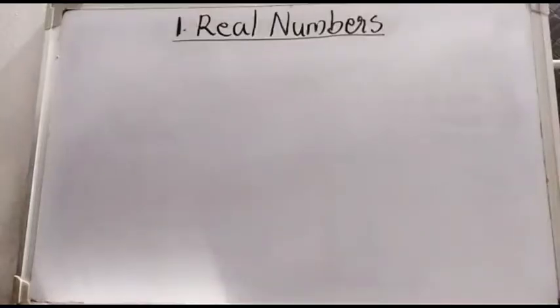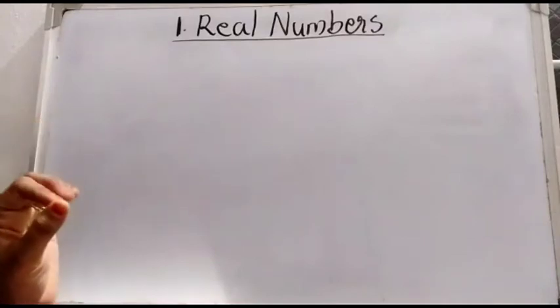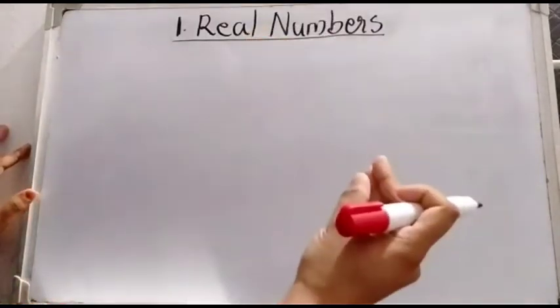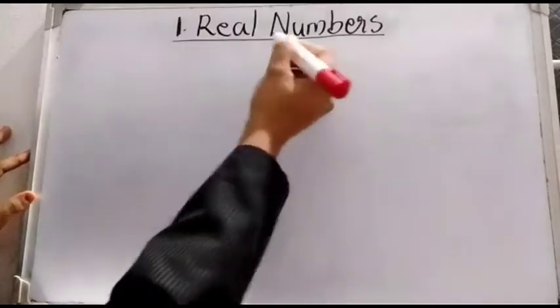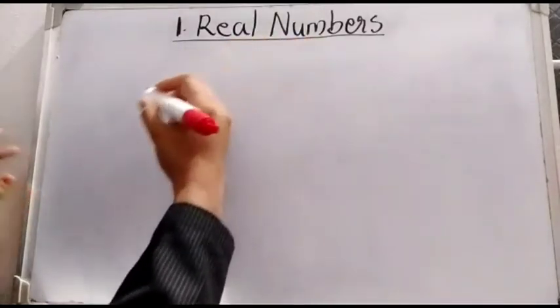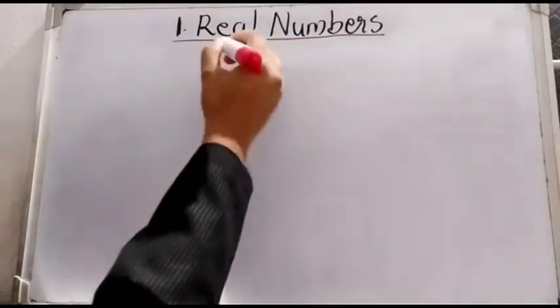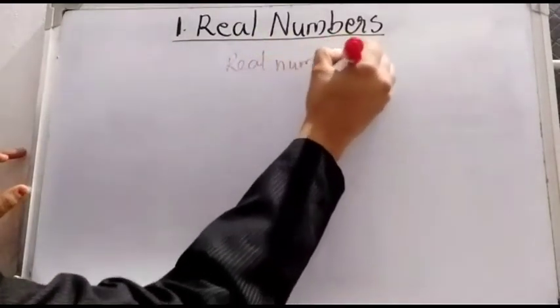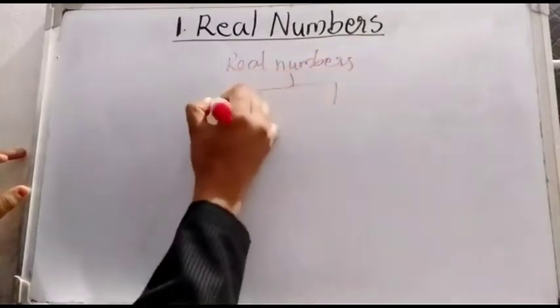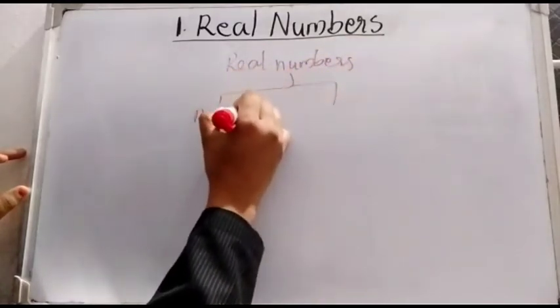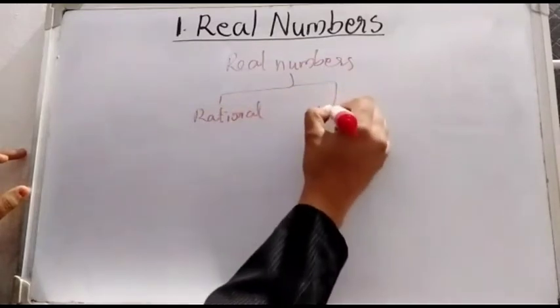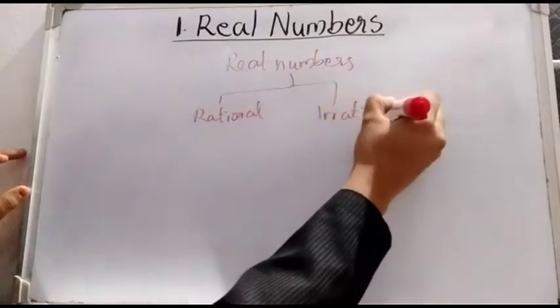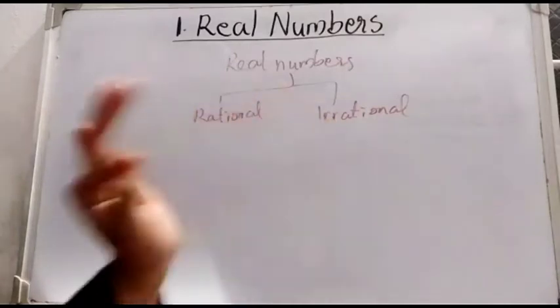Okay, dear children, let us start our new chapter, chapter 1, real numbers. What do you mean by real numbers? Real numbers are the collection of rational and irrational numbers.